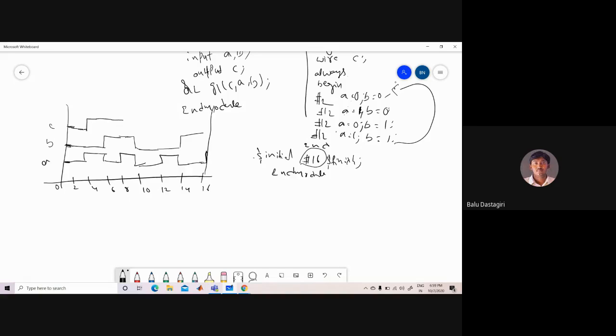So based on this, at time 10 units the output becomes 0, and from 12 it again becomes 1 up to 16. Like this, you get the simulation waveform when you are simulating with the always block. This is the major difference between the initial block and the always block when you are using them in the test bench.